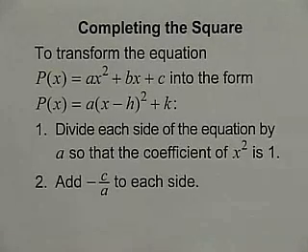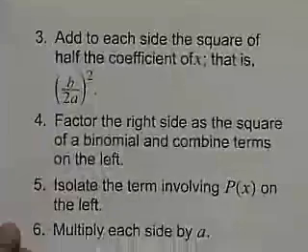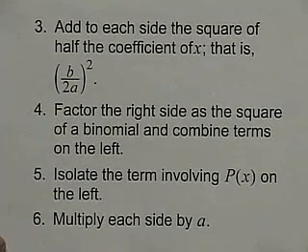Completing the square. To transform the equation p of x equals ax squared plus bx plus c into the form p of x equals a times quantity x minus h squared plus k, first, divide each side of the equation by a, so the coefficient of the x squared is 1. Second step, add negative c over a to each side. Third step, add to each side the square of half the coefficient of x. That is, b divided by 2a quantity squared.